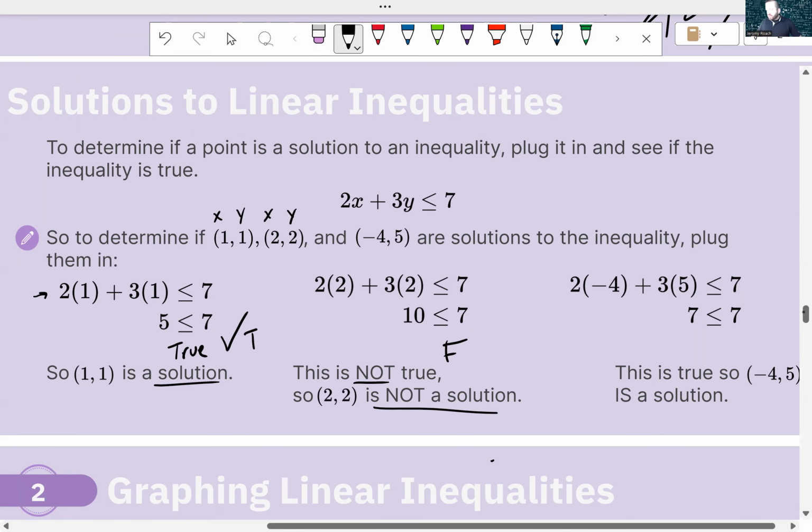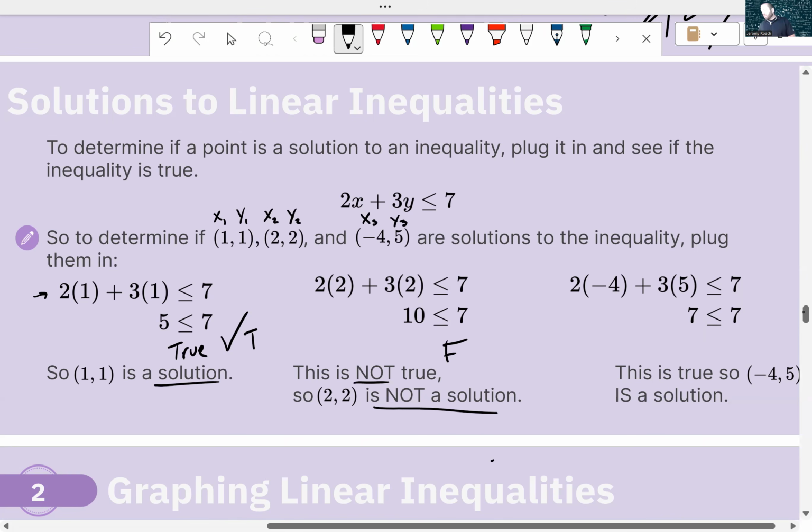The next one it wants us to check is -4, 5. And technically I should be labeling these just so we don't get things mixed up. So this is X3, this is Y3. This is our point number 3 here. So X is -4, Y is 5. So we're going to plug in -4 for X and 5 for Y.